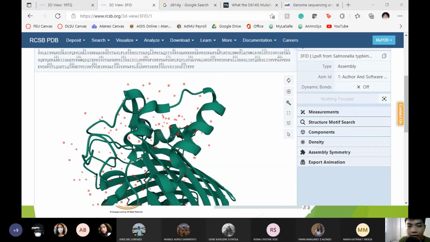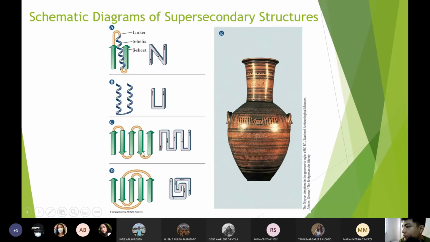Okay? And then what's next? Ano to? So this is the beta meander. So kapag beta meander daw, pag ganun-ganun. Okay? Pa zigzag yung ating beta sheets. I don't have an idea kung anong pwede kong gawing example dyan. Pero yan, basta may ganun daw, beta meander.